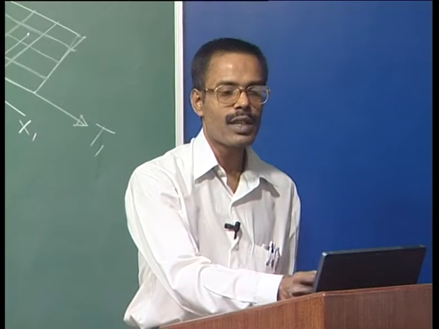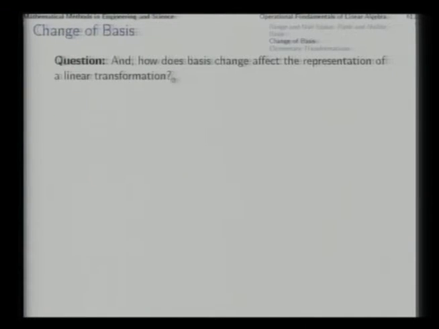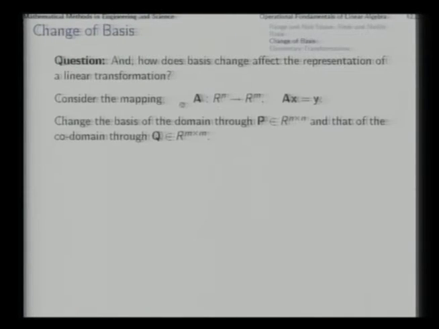How does this basis change affect the representation of a linear transformation? Consider this mapping A from Rn to Rm in this manner. A multiplying with x produces y. So, that gives the description of a linear transformation.